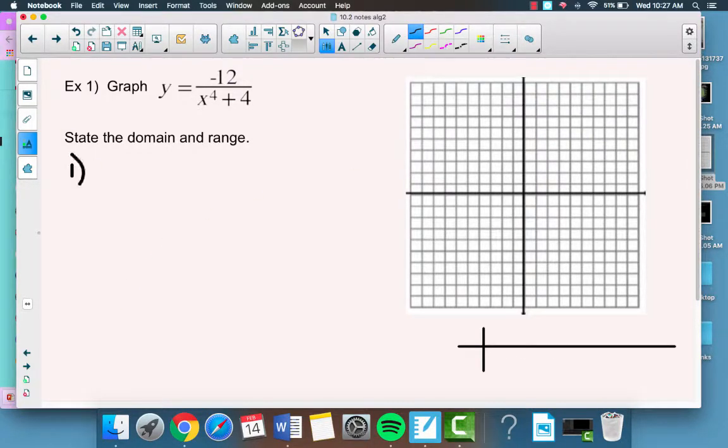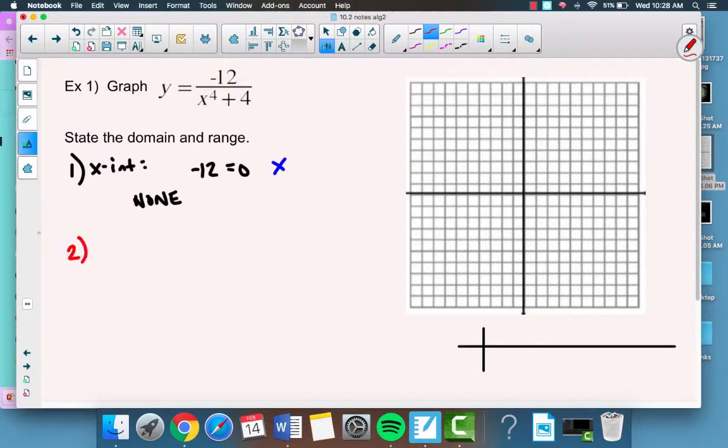So let's look and see if there are any x-intercepts. So remember, to find the x-intercepts, you just have to set the top equal to 0. So I'm going to say -12 equals 0. Well, if you look at this, there's no x's to solve. And does -12 equal 0? No, it doesn't. Okay, so that doesn't work. So that means there are none. Okay, that means it's not going to hit the x-axis. Okay, so once we know that, we can move on to step 2.